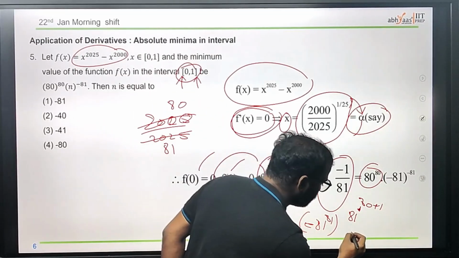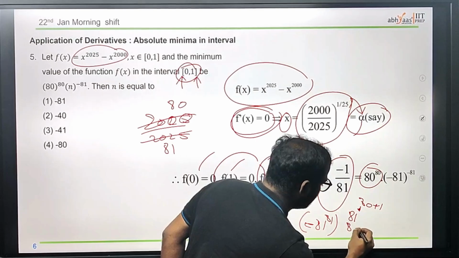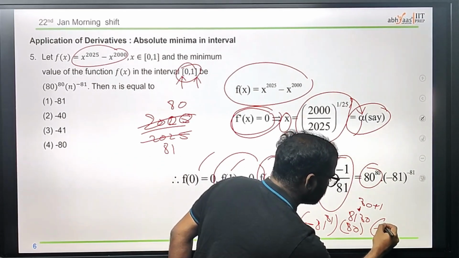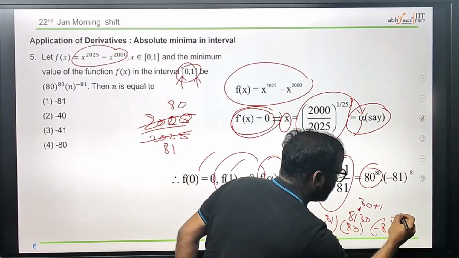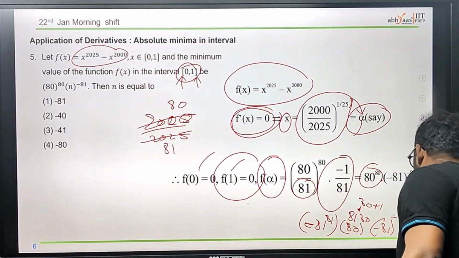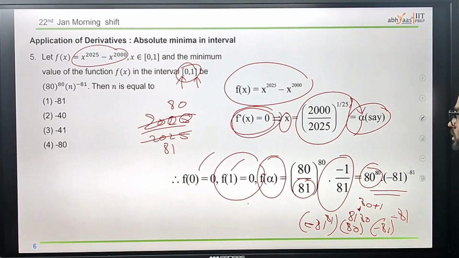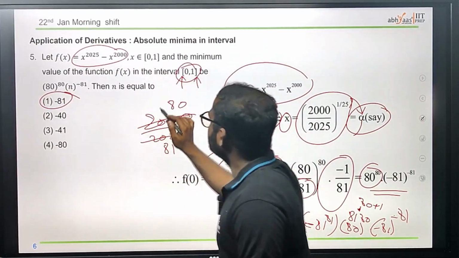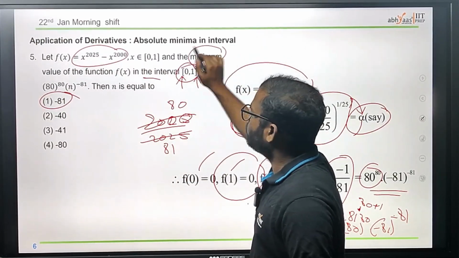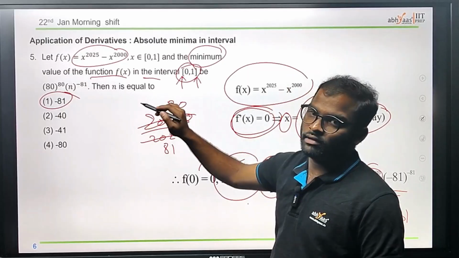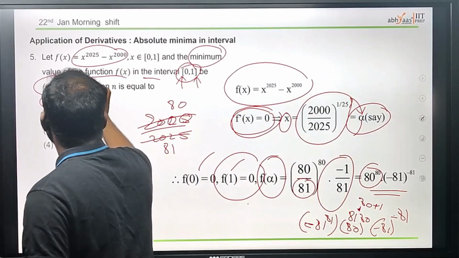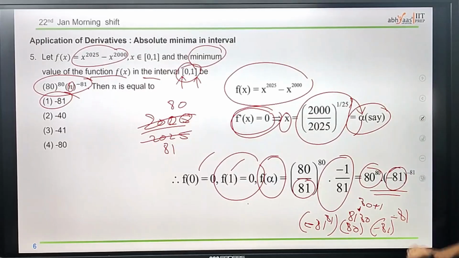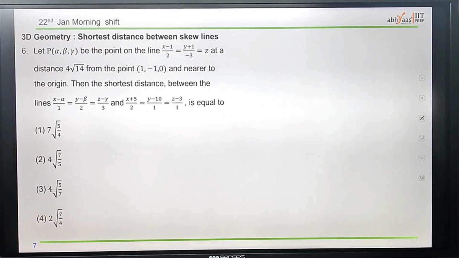Okay, therefore this will be 80 into minus 81 power 81. That's the one I am saying, therefore n will be minus 81. They are just asking about the minimum value of the function in this interval, which is this one. We need to find this n, and that's the one we just found. Now come to the next question.